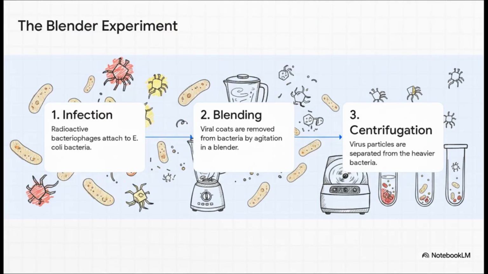So here's what they did. They let these tagged viruses infect the bacteria. Then they put them in a blender, a regular blender, to shake the virus particles off the outside of the cells. Finally, they spun everything in a centrifuge to separate the heavy bacteria from the lighter virus coats. The big question was super simple. Which radioactive tag actually made it inside the bacteria?